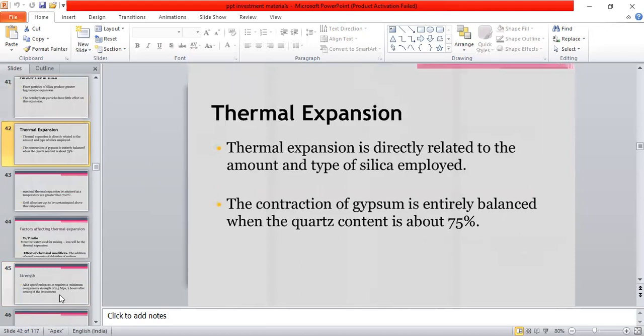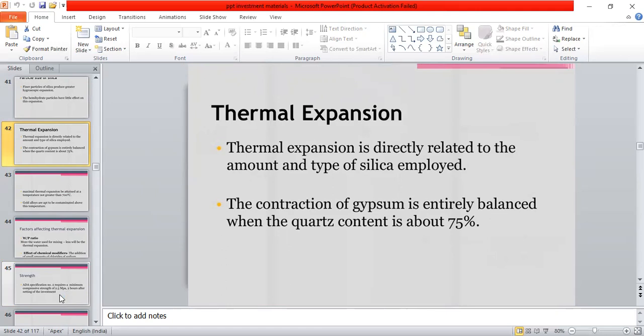Then next comes the thermal expansion. In expansion, there are three types. Normal setting expansion ranges 0.05 to 0.4%. Then the hygroscopic setting expansion ranges 1.2 to 2.2%. And the third is the thermal expansion. The thermal expansion is directly related to the amount and type of the silica employed and the contraction of the gypsum. Here the contraction of the gypsum is entirely balanced when the quartz content is 75%.